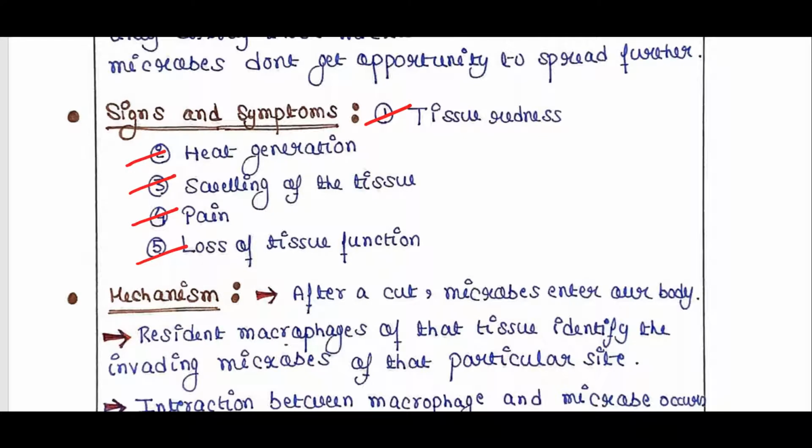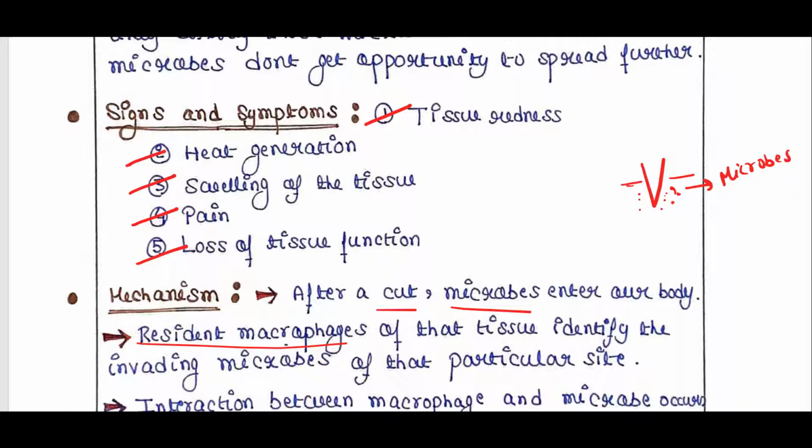Next we will start discussing the mechanism. After a cut, microbes enter our body, and resident macrophages of that tissue identify the invading microbes at that particular site. Okay, so suppose this is the cut and the bacteria or some microbes are entering our body.